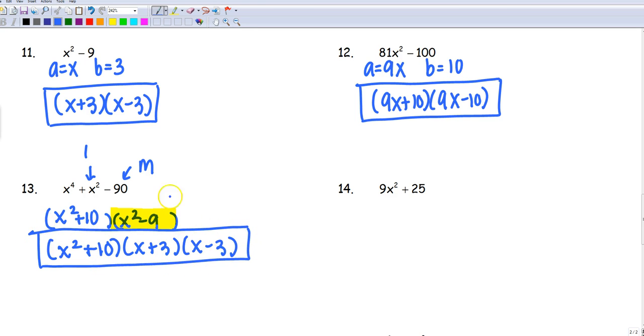Now, the order of these parentheses doesn't really matter. I mean, ideally, the x plus 3 and x minus 3 are together, but if you have the x minus 3 before the x plus 3, that's fine.